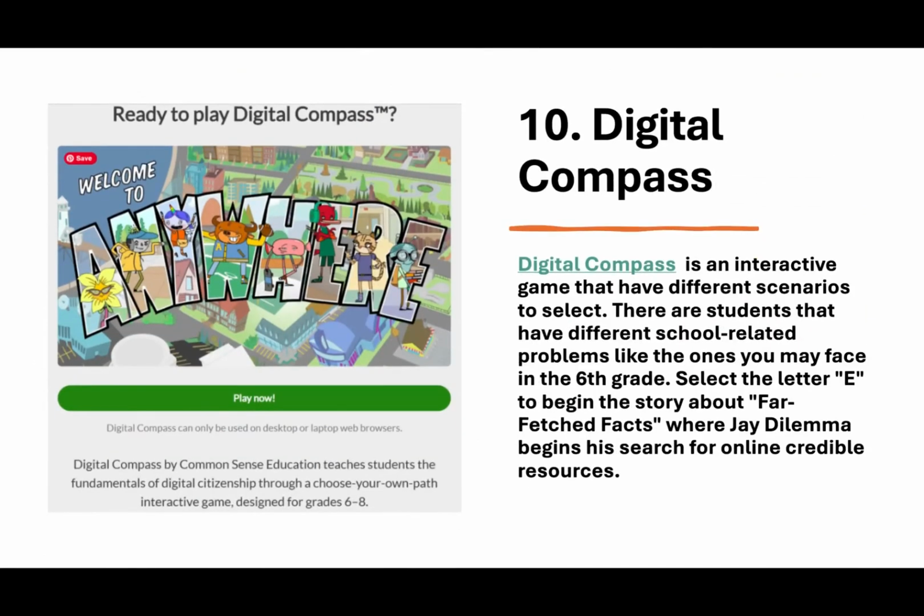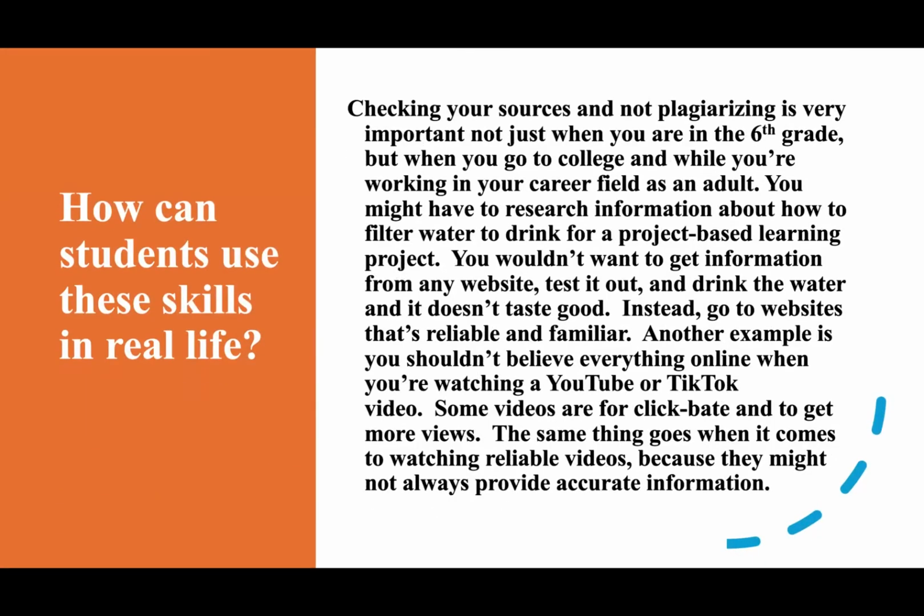Digital Compass is an interactive game that has different scenarios to select. There are different students that have school-related problems like the ones you may face in the 6th grade. Select the letter E to begin the story about far-fetched facts, where J Dilemma begins his search for online credible sources. Please make sure that you click on the link on each resource.